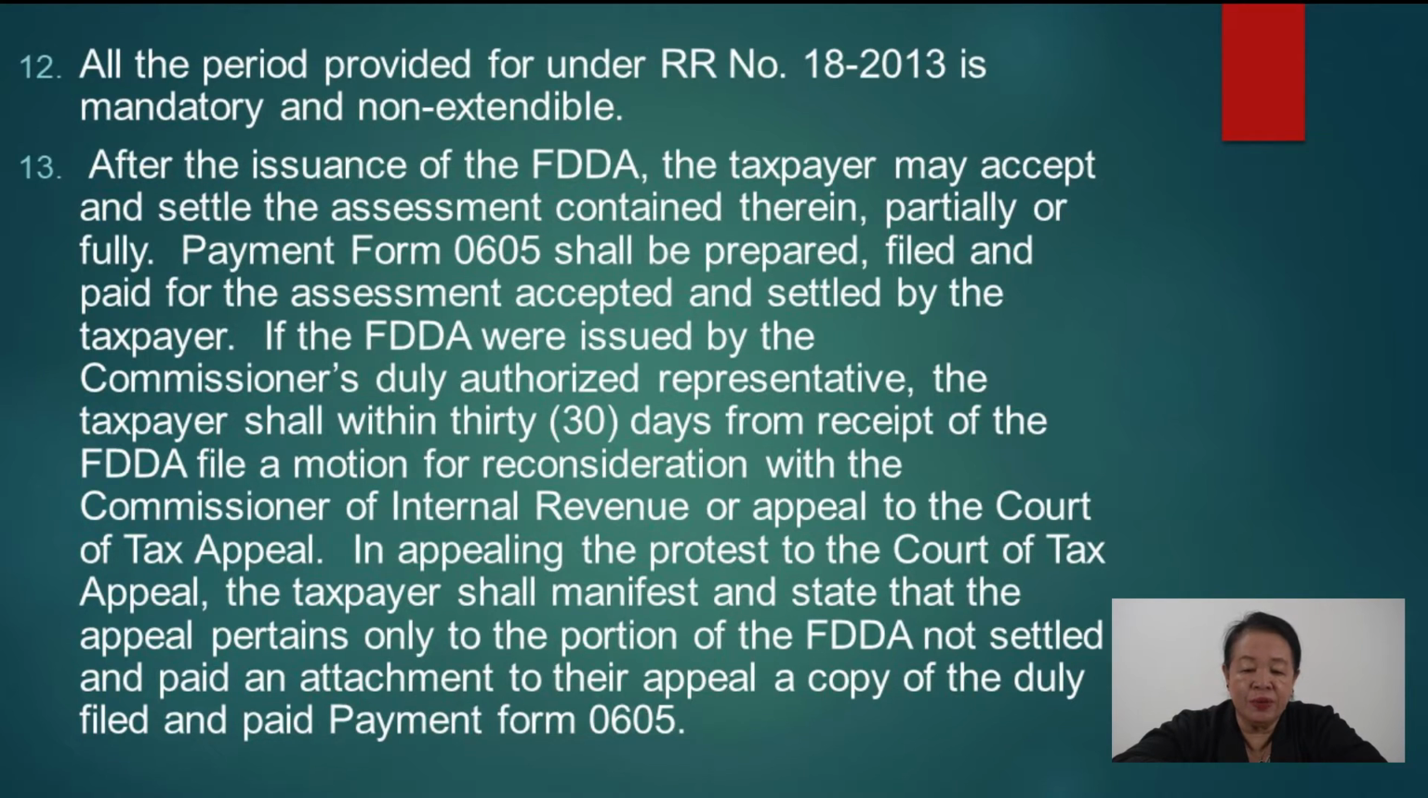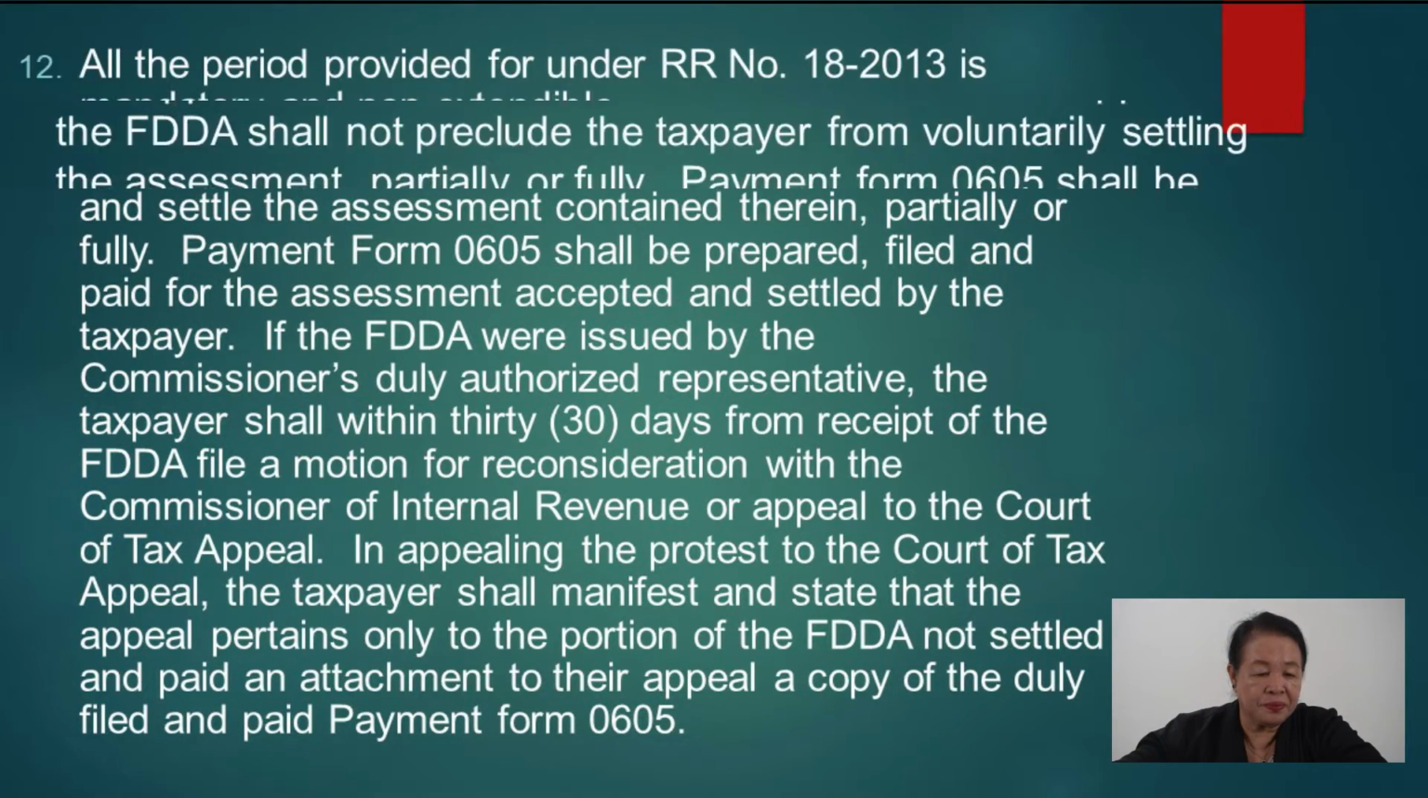In appealing the protest to the Court of Tax Appeals, the taxpayer shall manifest and state that the appeal pertains only to the portion of the FDDE not settled and paid, and attach to their appeal a copy of the duly filed and paid payment form 0605.